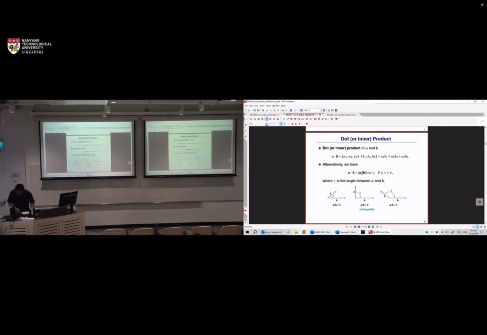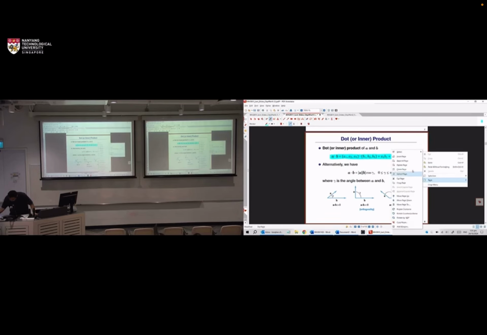Okay, next, dot or inner product. It is called the dot product, or sometimes people call it the inner product of A and B. Computer graphics people like to use this, and it is also used for many other techniques. Basically, it's a way to test out certain things.